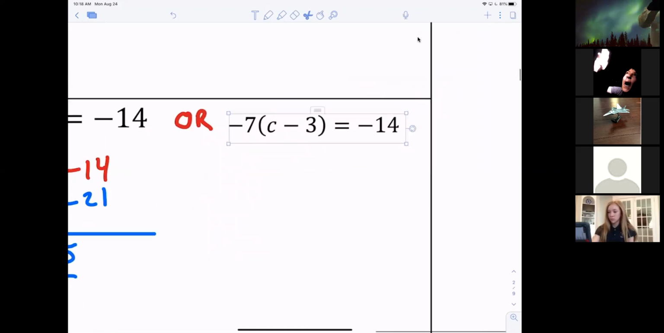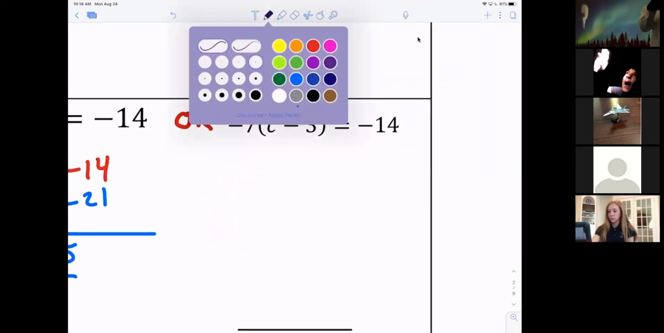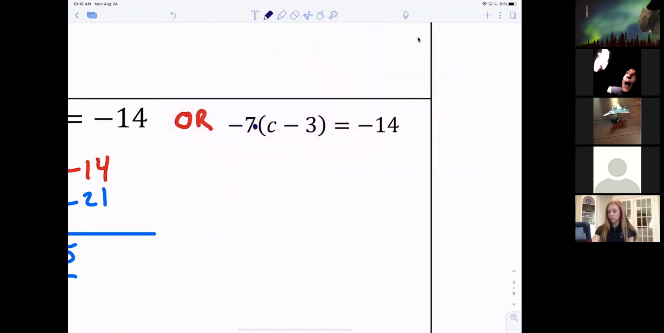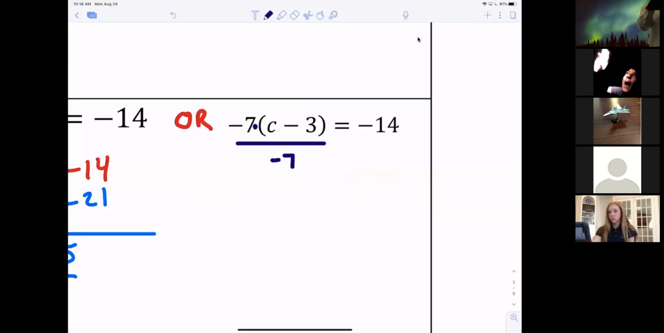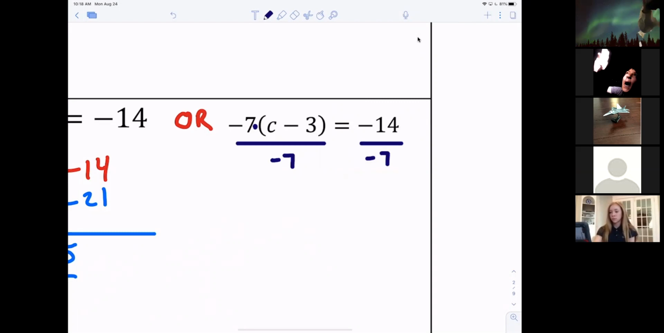Now, instead of distributing, one thing I want everybody to notice is that this means negative 7 times that parentheses. Everybody agree with that? So I can undo multiplication by what? Dividing. So if I wanted to, I can divide this whole quantity by negative 7. The reason that works so nicely is because 14 is divided by 7 easily. Now notice these negative 7s cancel. So now I have C minus 3 equals 2.